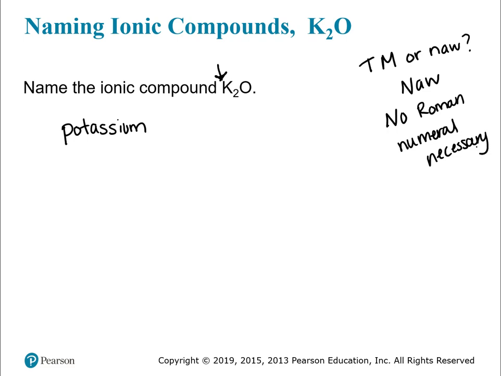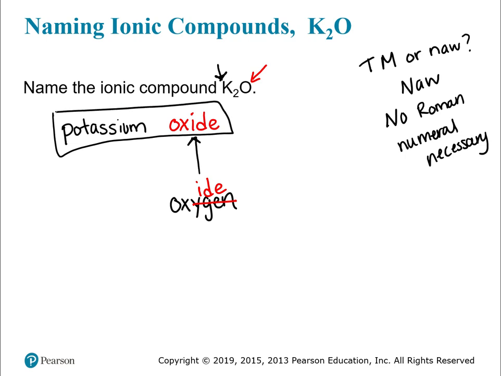Now we can move on to the second element. That's the nonmetal, so it's going to form our anion. We take the first syllable of that element name. That's oxygen. We want ox. And then add IDE. And I'll show you, just as a reminder, oxygen is the whole name. We get rid of that IDE. That's how we get to oxide. So the name of this compound is potassium oxide.